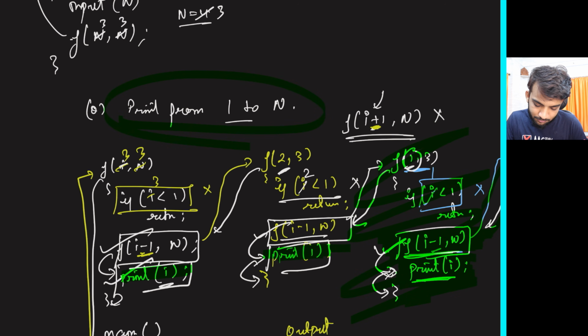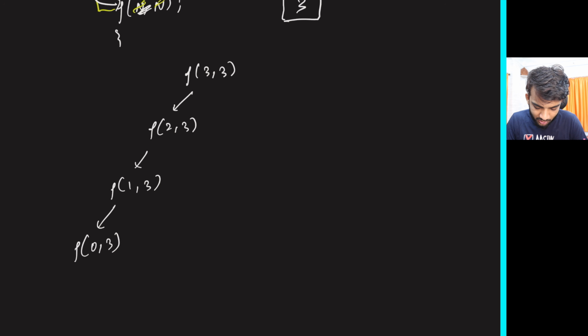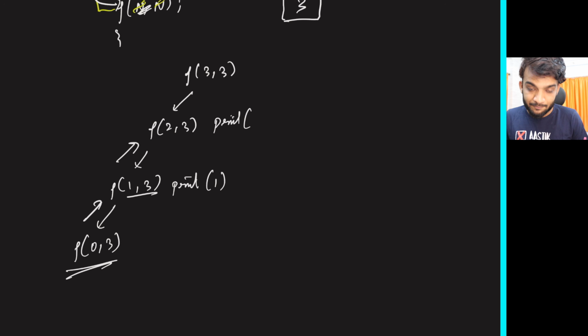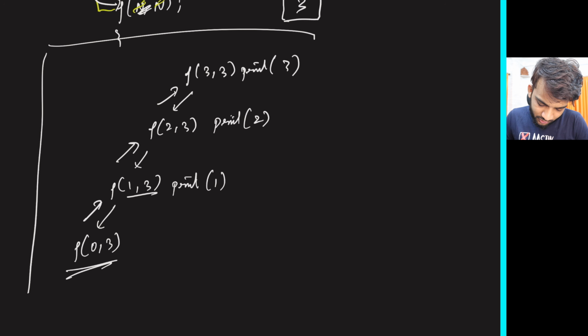So remember, if I write this as a recursion tree, it's very simple. You started with f of 3 comma 3, then you went to f of 2 comma 3, then you went to f of 1 comma 3, then you went to f of 0 comma 3, which indirectly stated I'm over. Then the print line executed of 1. Then you said, after this the print of 2 was executed, and then the print of 3 was executed. So this is how the recursion tree will look like for this particular problem.